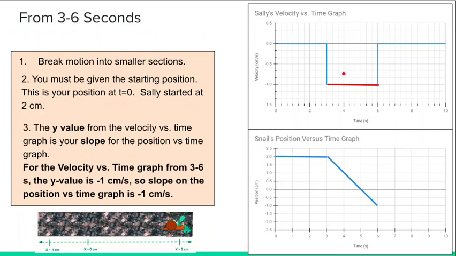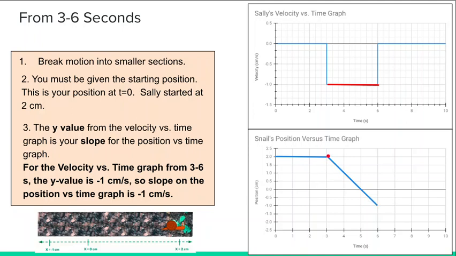In our second section, the y value is -1 centimeters per second. That means that the slope for the position graph has to be -1 centimeters per second. So if I start at 2, after 1 second, I have to go down by 1. So it's a -1 centimeter per second velocity. That means my slope has to be -1. So for the next 3 seconds, I'm going to go down 1 and over 1, down 1 and over 1, down 1 and over 1.